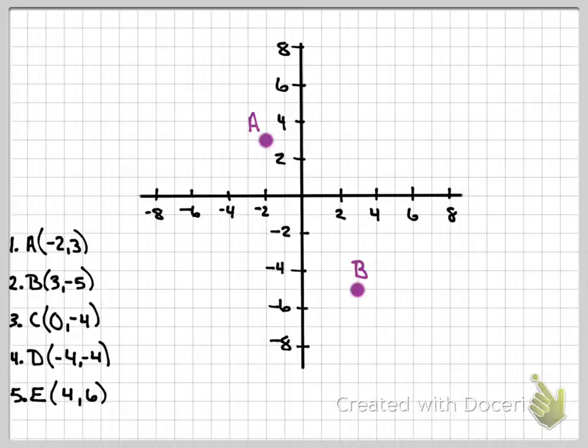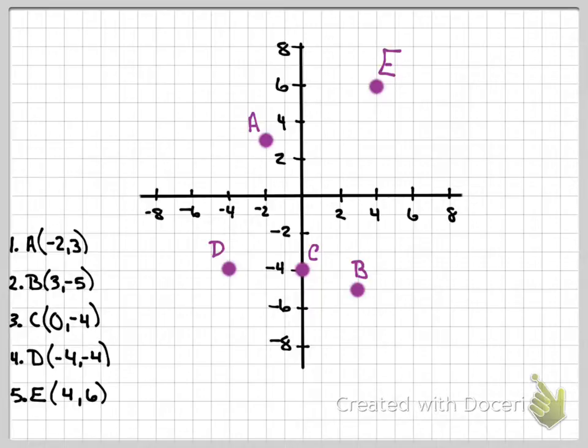Okay, so point C is at 0, negative 4, so I don't go anywhere on X, and then I go down 4. This is point C. Okay, and then point D is negative 4, negative 4, so I go left 4, down 4, and that's my D. Did you put that in the right spot? And then number 5 is E, which is over 4, up 6. Okay, so over 4, up 6, and this is point E. All right, so now I've labeled the points on my graph.